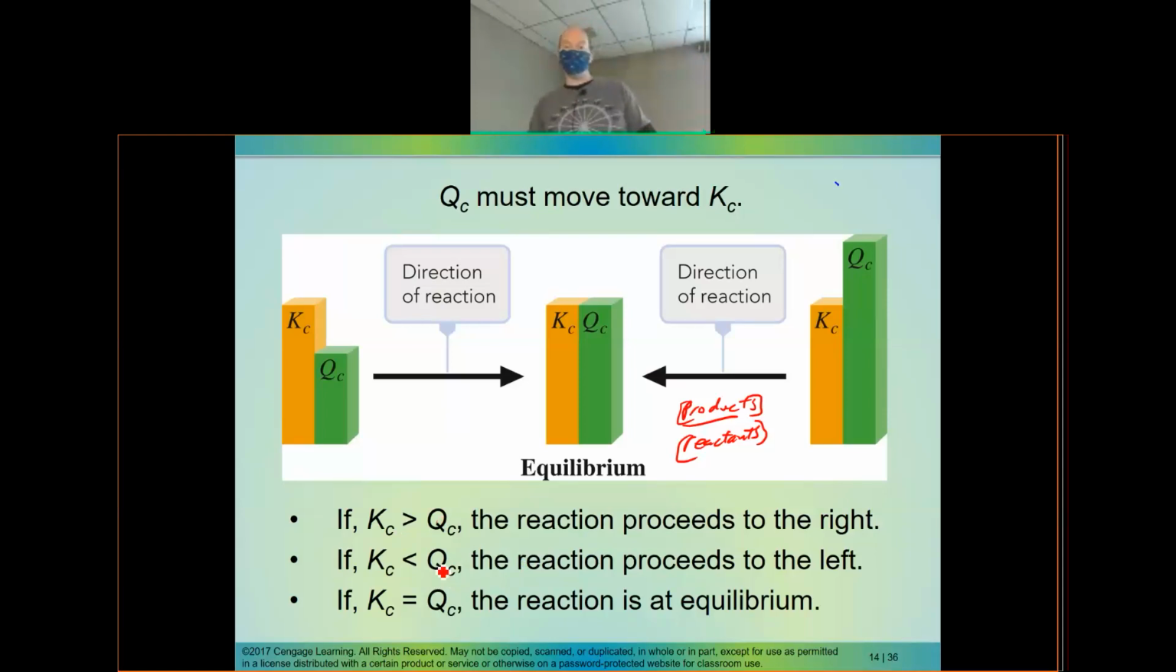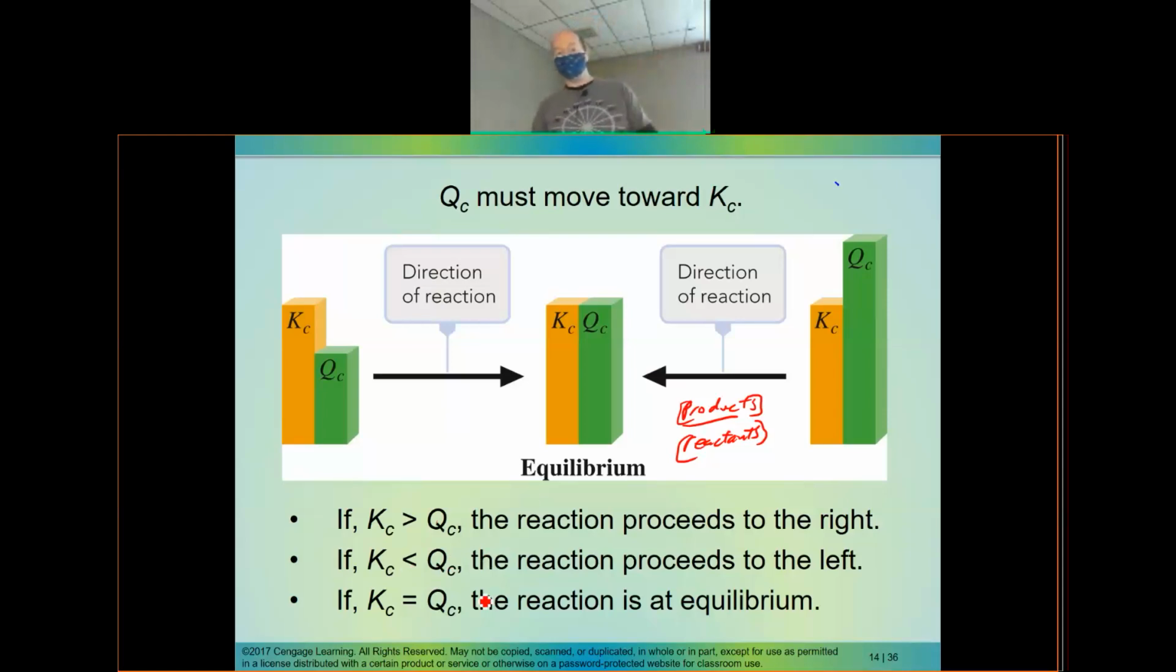Another choice would be that your Q value is way too big. So you calculate a Q and it is way bigger than your Kc. So if your QC is much larger than your equilibrium, that means it has to get smaller because it's going to eventually get to the Kc equilibrium constant. And so for that number to get smaller to reach the Kc, that means we have to get rid of products and get some reactants. So anytime your QC is too large, you have too many products. So it has to go to the left to get rid of some of those products.